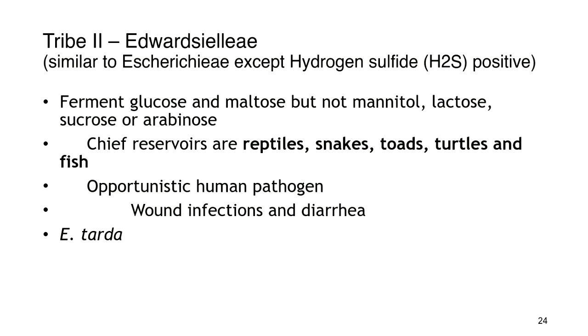We're in tribe 2. Edwardsiella. This is the genus name, Edwardsiella. Similar to Escherichia, except these are hydrogen sulfide positive. So if you were in a lab that could do a hydrogen sulfide test, Edwardsiella tend to be hydrogen sulfide positive, and your Escherichia would be negative.